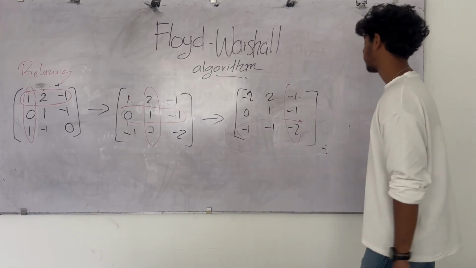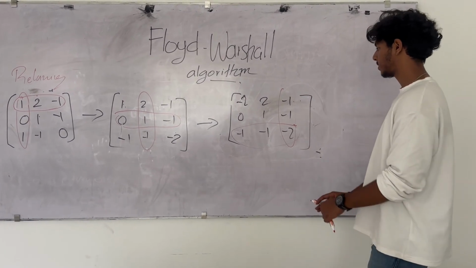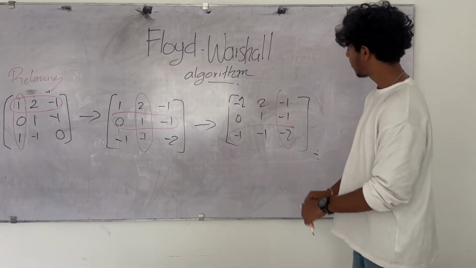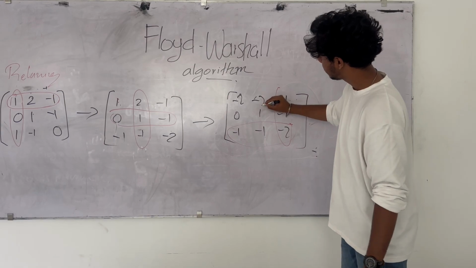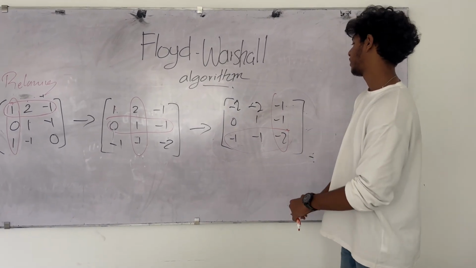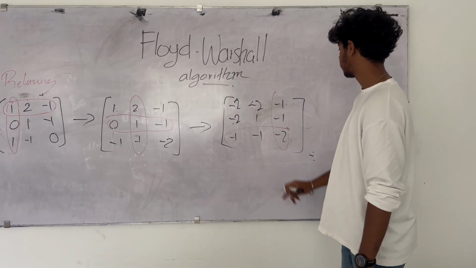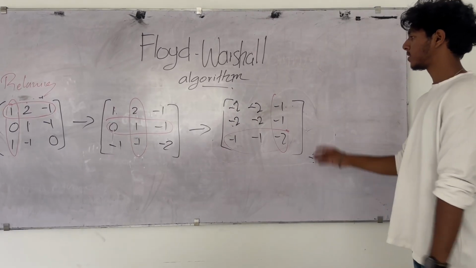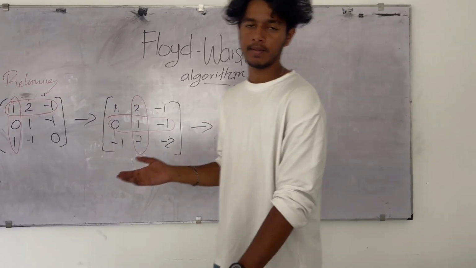Then we select this side. -1 and this -1 are directly next to it. So the addition of -1 and -1 is -2. Since -2 is less than this 2, we replace it. Then we take this element, -1 and this -2. Same as before, this element is also -2. So this is our final matrix, and this is the shortest path of the graph.